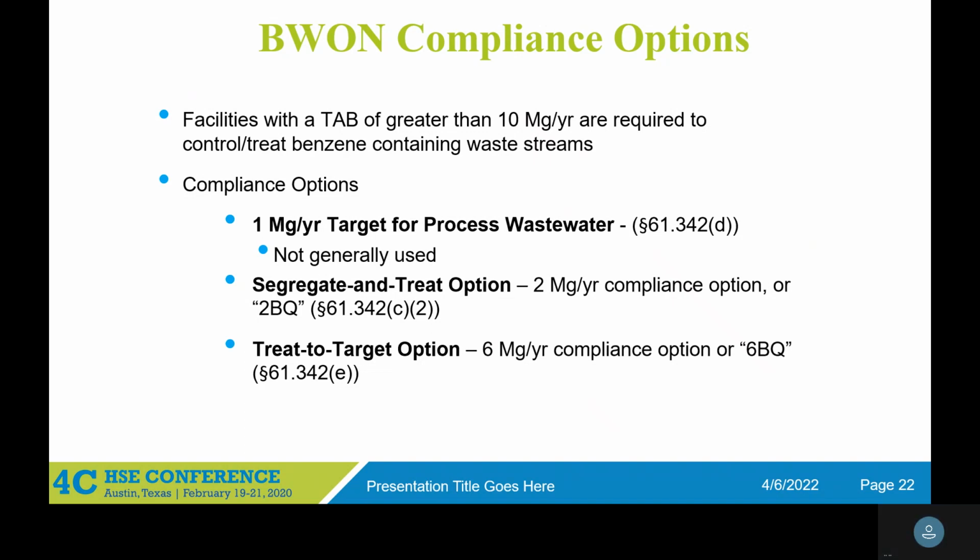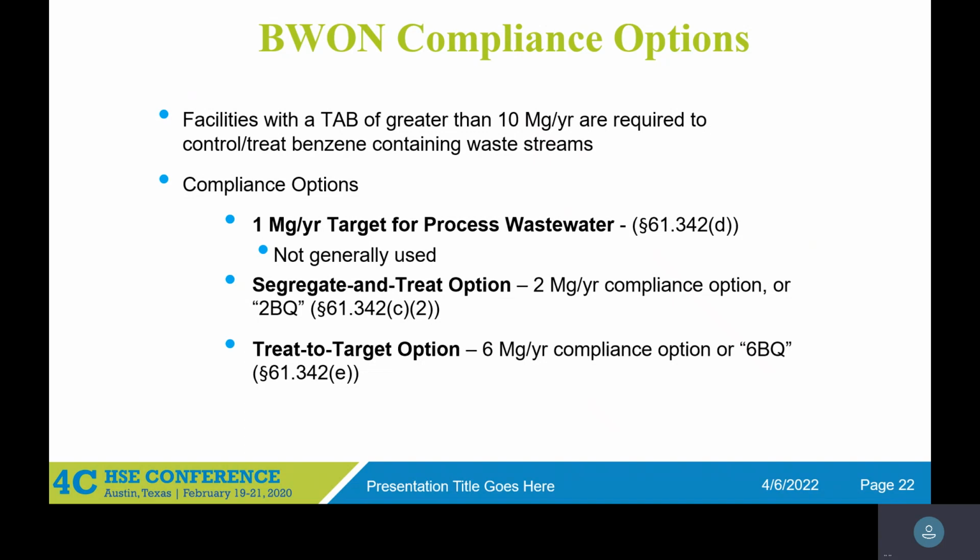You have to control everything, but you can leave up to 2 megagrams of benzene uncontrolled. There are a few more caveats to that, and we'll go from there. Basically, with segregate and treat, you have 2 megagrams per year. With the treat to target option, you have 6 megagrams per year that you can leave uncontrolled. So people are like, why wouldn't I just pick the 6? It's a bigger number, I have more leverage.